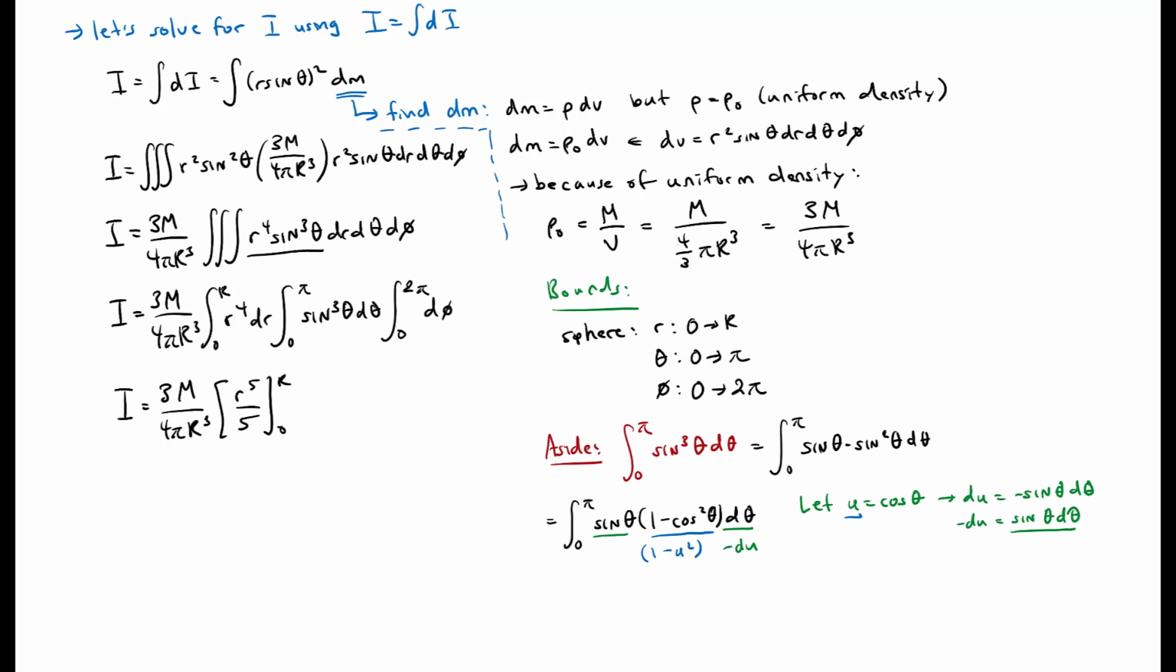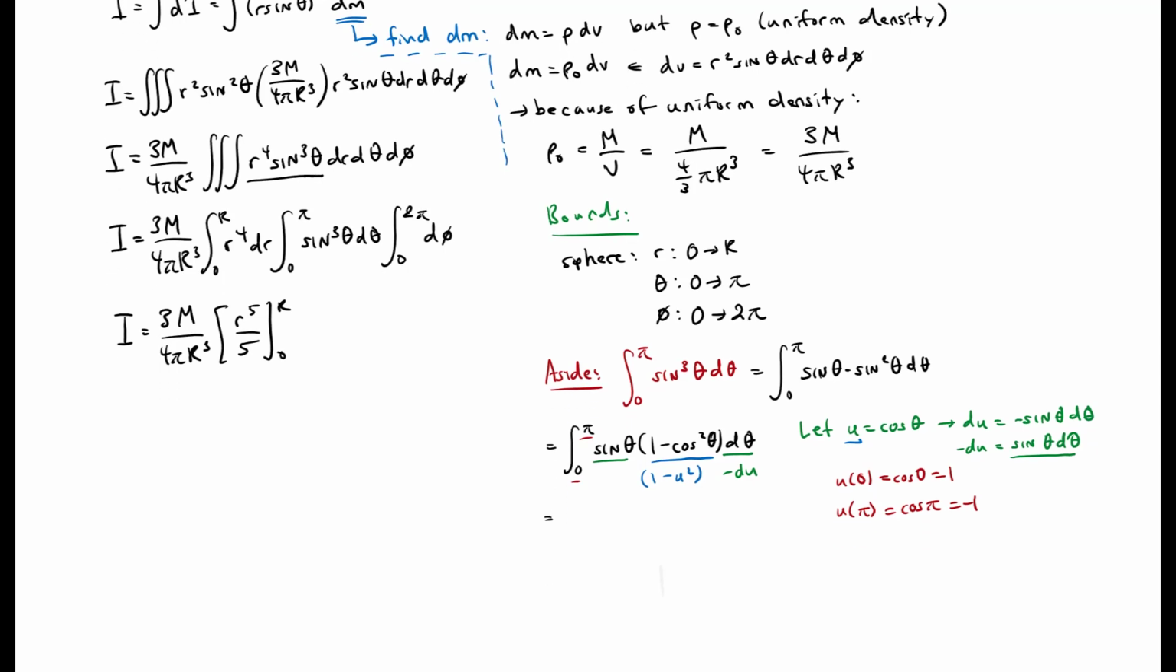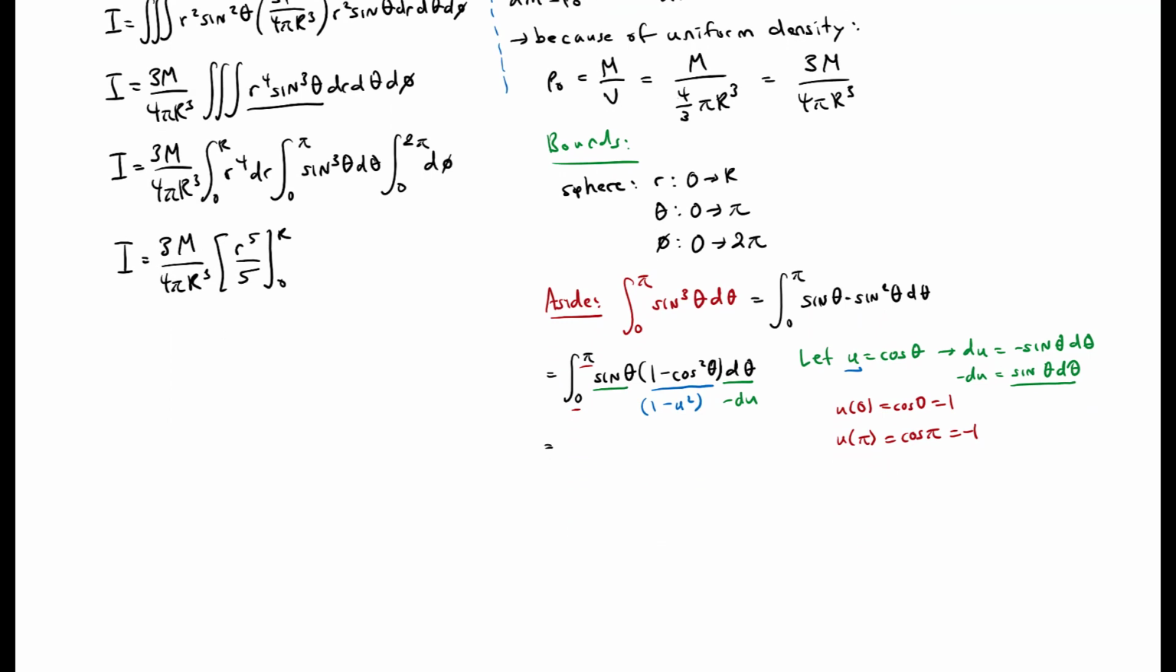The last thing that we haven't looked at are these bounds. So because I'm changing a variable, I have to change the bounds as well. So u of 0 equals cosine of 0 equals 1. U of pi is equal to cosine of pi, which is equal to -1. So I gotta change the boundaries as well. This means I have the integral from 1 to -1 of 1 minus u squared times negative du. I might as well switch this to u squared minus 1 du.